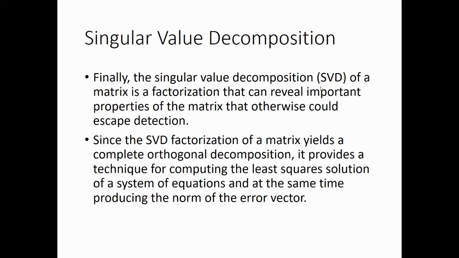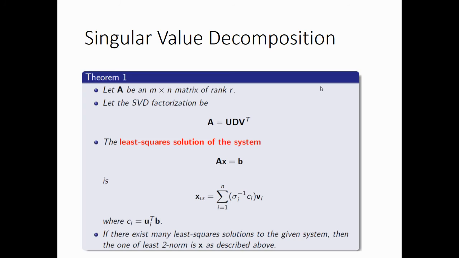Last but not least, let's talk about singular value decomposition. We covered this a little bit back in 8.2. Singular value decomposition of a matrix is a factorization that can reveal important properties of the matrix and that otherwise could escape detection. Since it yields a complete orthogonal decomposition, it provides a technique for computing the least squares solution of a system of equations and at the same time producing the norm of the error vector. So it's a handy-dandy thing. There's actually a constructive theorem, Theorem 1, that tells us how to do it. And let's take a look at how we can actually use this in an example.